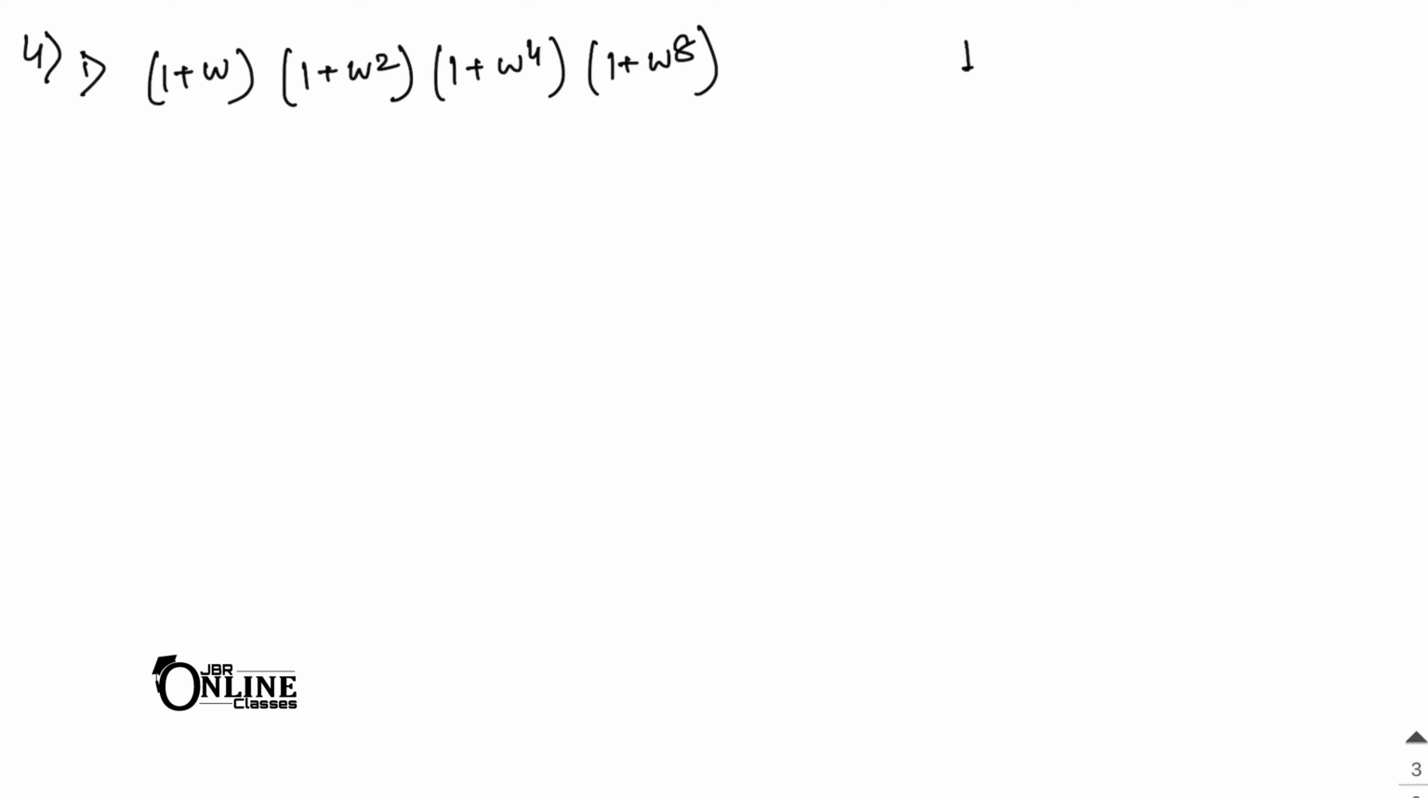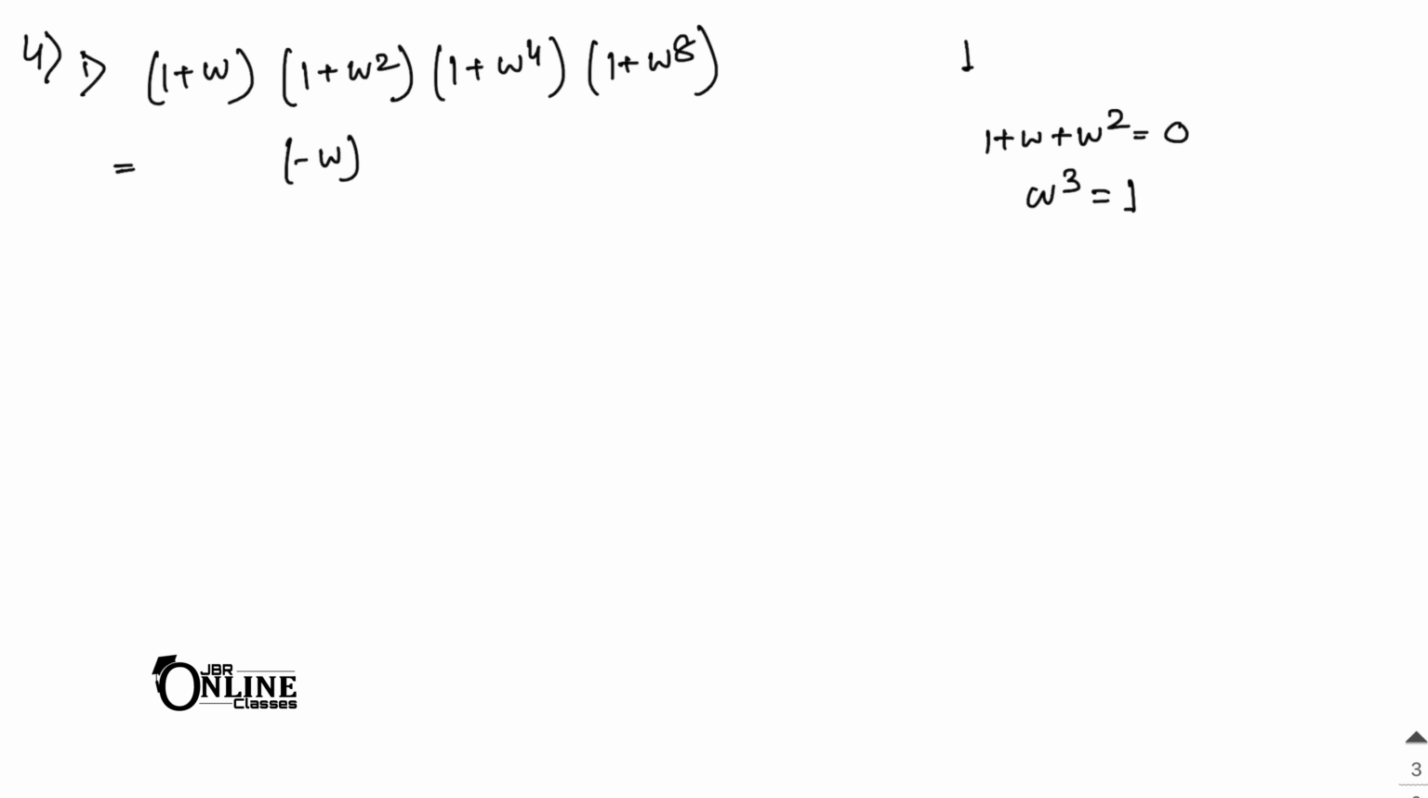Okay, very good. So now you know that 1 + omega + omega square equals 0, and omega cube equals 1. So here the first one we write 1 + omega, and the second one here 1 + omega square, so that equals minus omega. You can also change that one also.